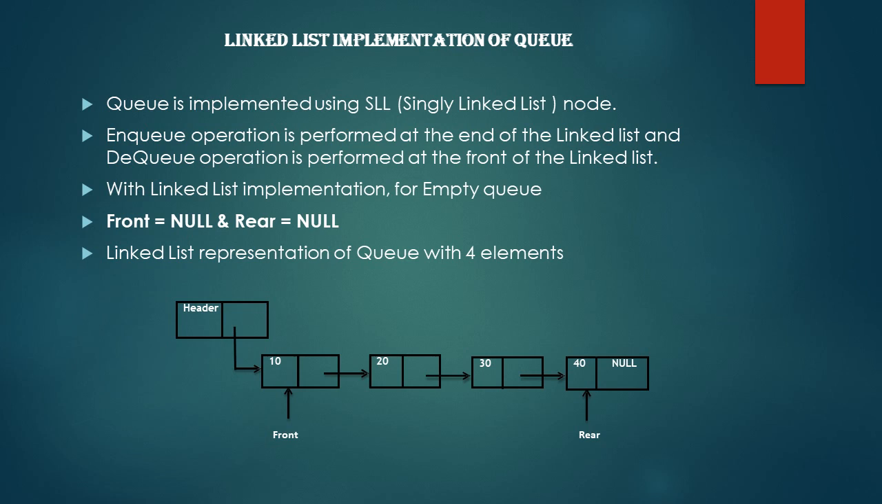Linked list representation of queue with 4 elements. Here the picture shows 4 elements in the linked list implementation of the queue, with the front end and the rear end.